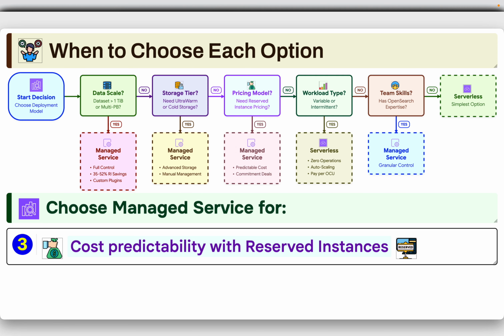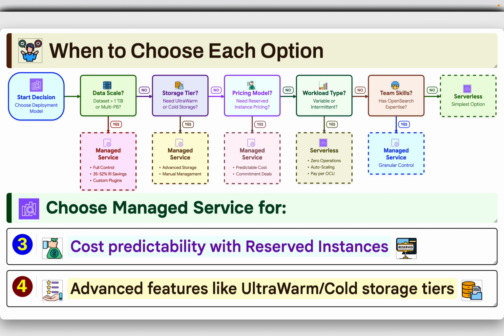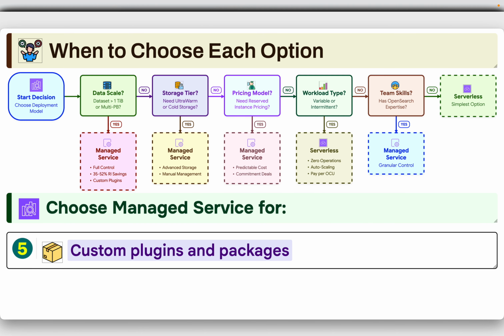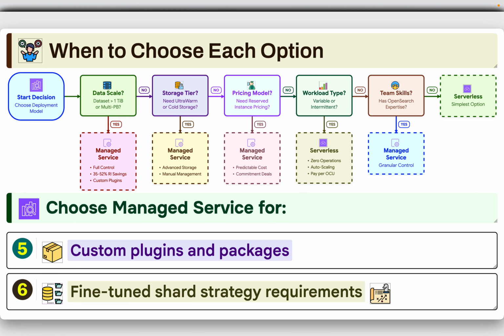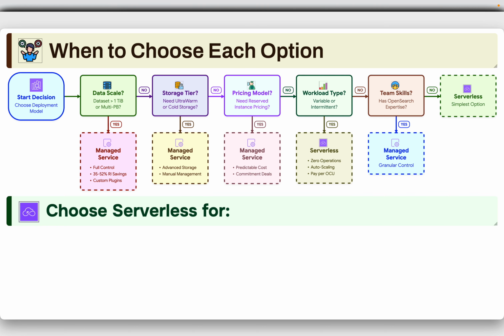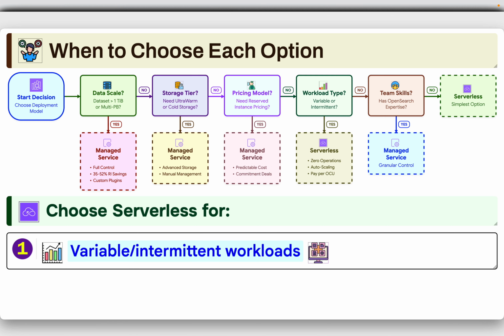So if you have a predictable workload, you know how much you are going to consume, you can go with the managed service. If you need advanced features like ultra warm and cold storage tiers for data lifecycle management, and if you need custom plugins and packages that need to be installed on the cluster because you can control the node directly through the managed service, and you need fine-tuned shard strategy requirements where you need granular control over data distribution. Next is to choose serverless for variable or intermittent workloads where traffic is unpredictable.